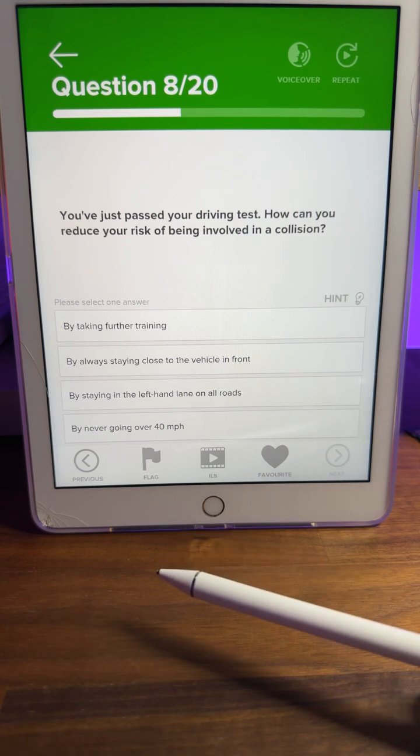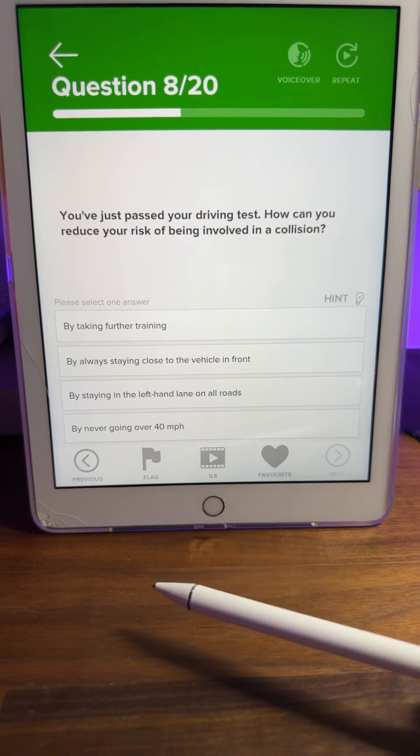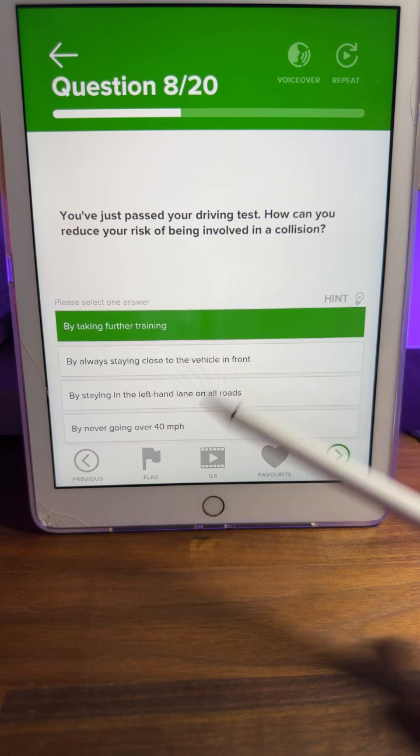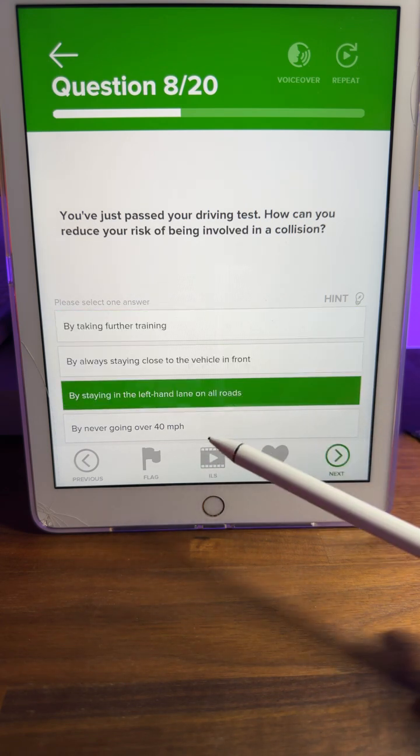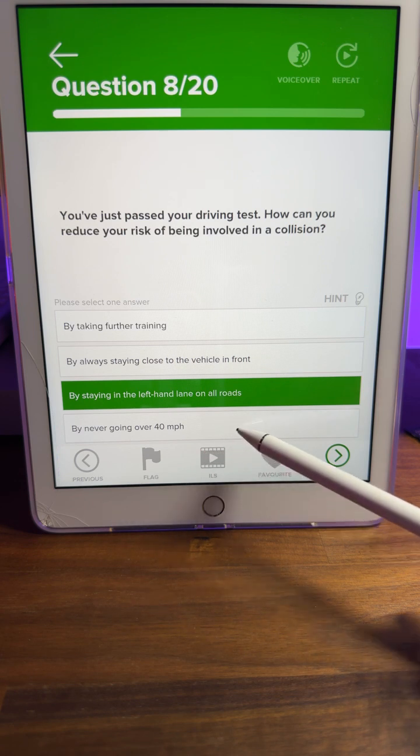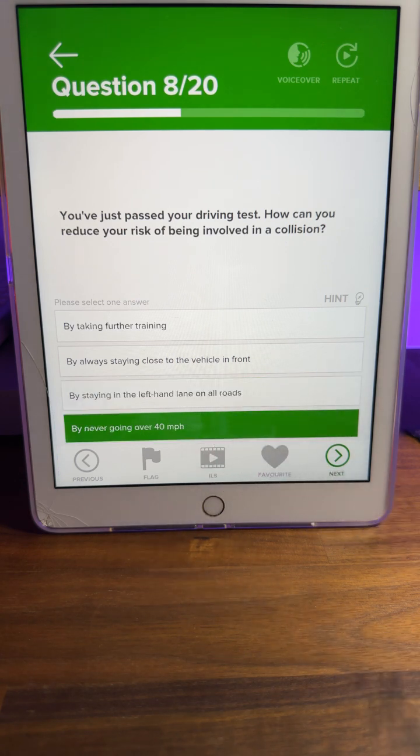Okay. How can you reduce your risk of being involved in a collision? Is it by taking further training, by always staying close to the vehicle in front, by staying in the left-hand lane of all roads, or by never going over 40? By never going over 40.